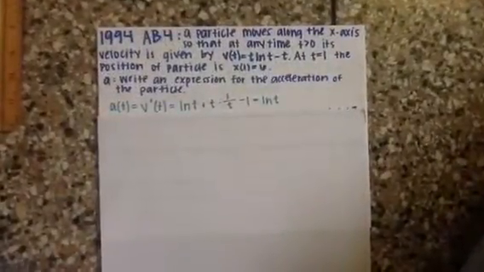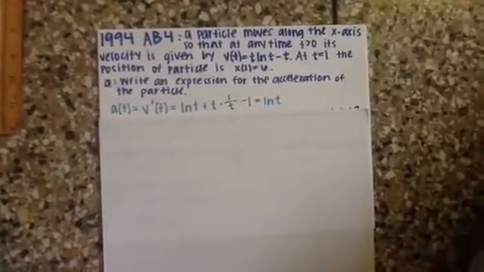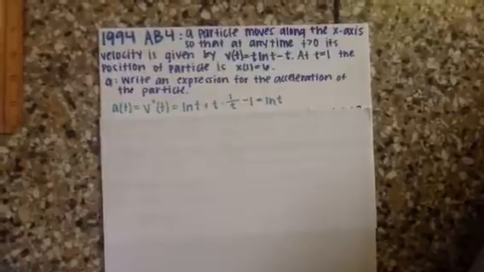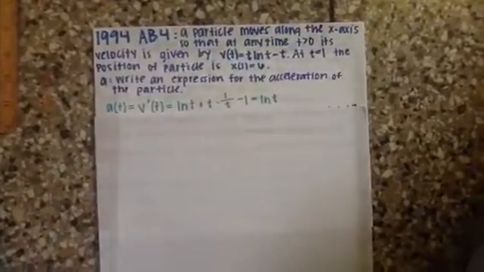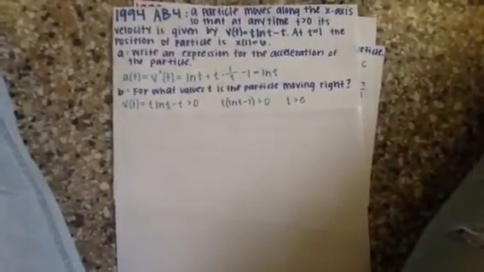The acceleration formula equals the velocity's derivative, which equals ln of t plus t times 1 over t minus 1, which equals ln of t. For what values of t is the particle moving right? To find where it's moving right, you set your velocity formula t ln of t minus t greater than 0 and take out t as a common factor and find that t has to be greater than e.